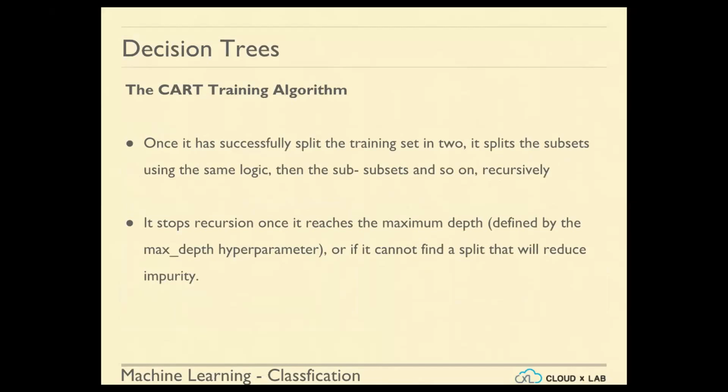Question from Kamal. When there are multiple features, how does it decide which feature and boundary to choose? Very good question. It would try both. It'll pick up a feature, try to find a boundary, then pick up the second feature, try to find the boundary, and compute the minimum overall impurity. Whichever feature is giving a lesser impurity, it chooses that feature and that feature's value. Yes.